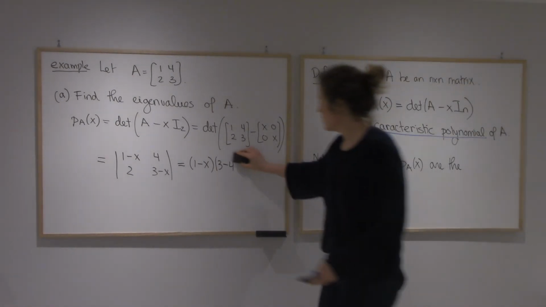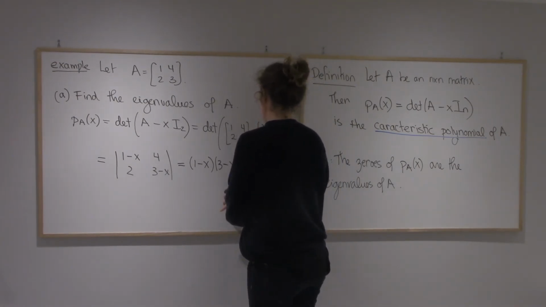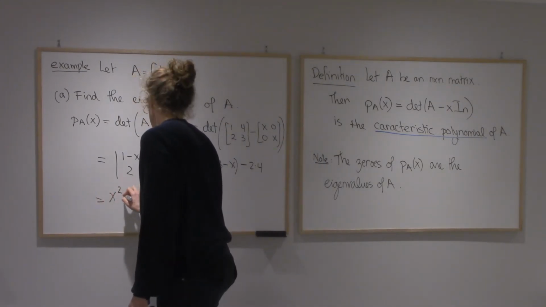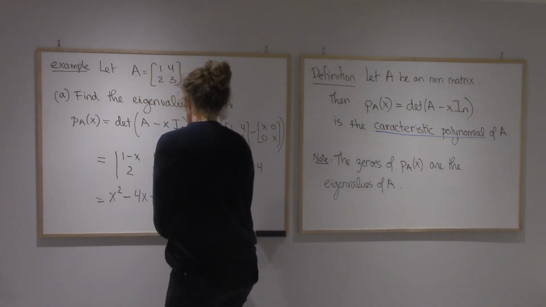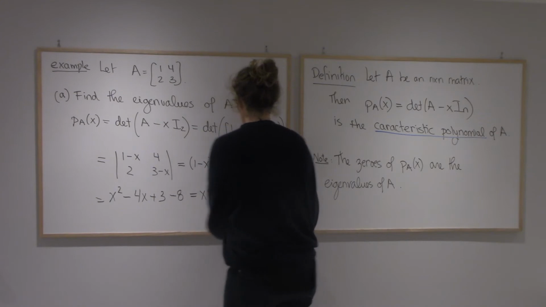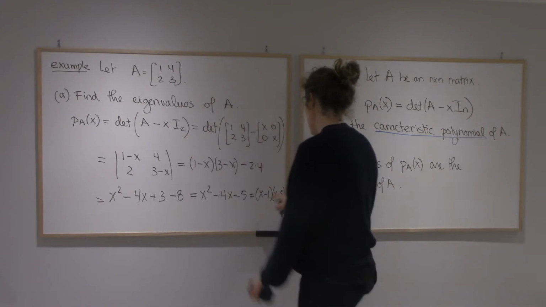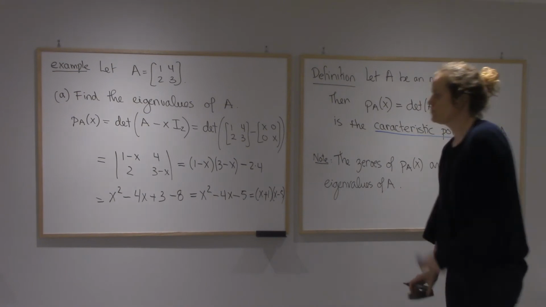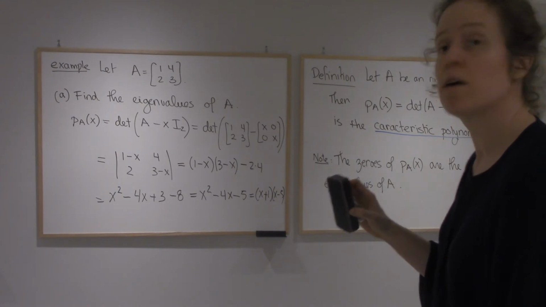Alright, so let's expand. We get (1 minus x)(3 minus x). That's the downward diagonal. Minus 2 times 4, that's 8. So I get x squared minus 4x plus 3 minus 8. So I get x squared minus 4x minus 5, which is (x minus 1)(x minus 5). One of them has to be plus. To get the minus, I'll get this. Alright, so that's our characteristic polynomial.